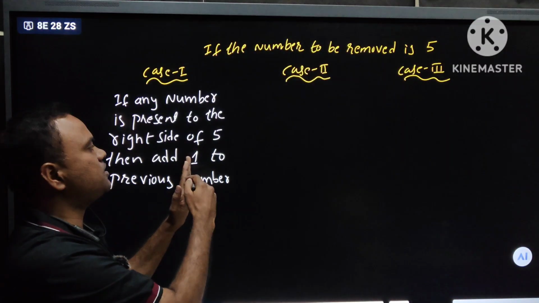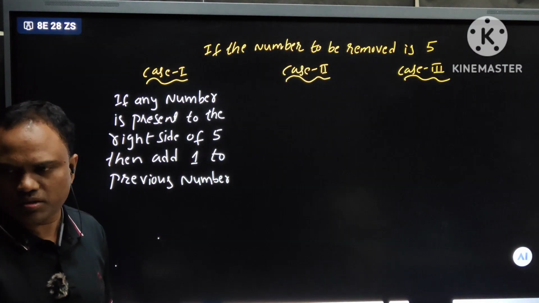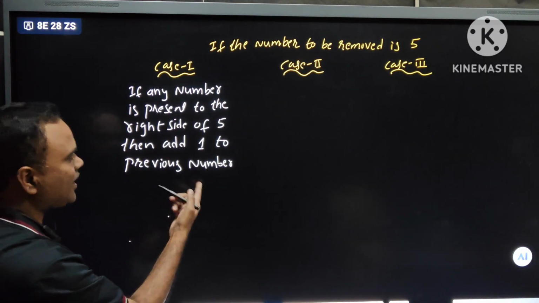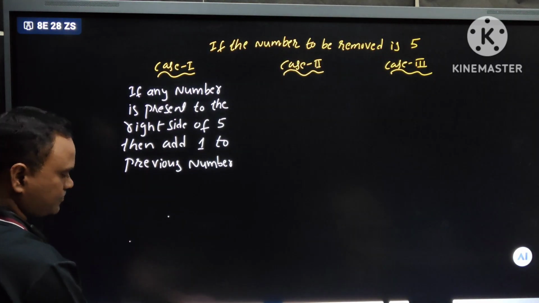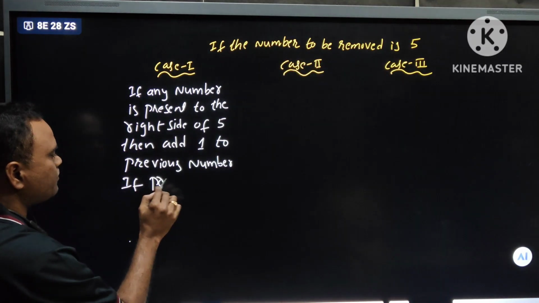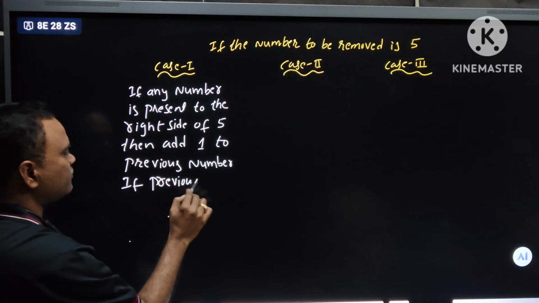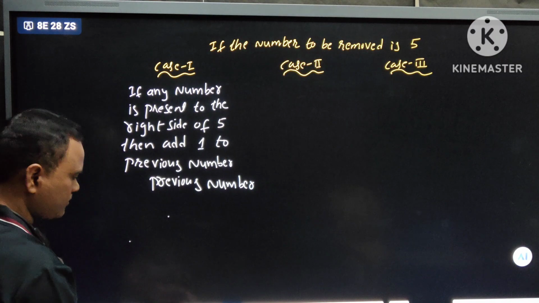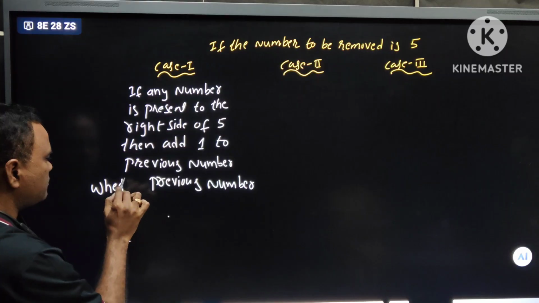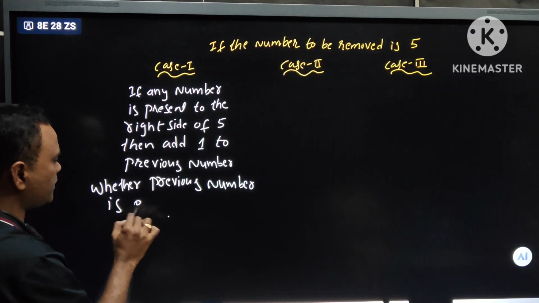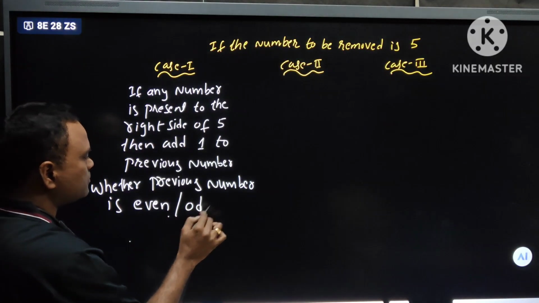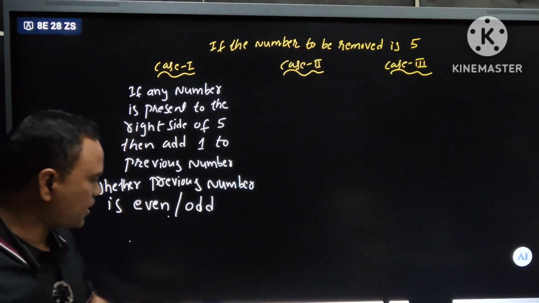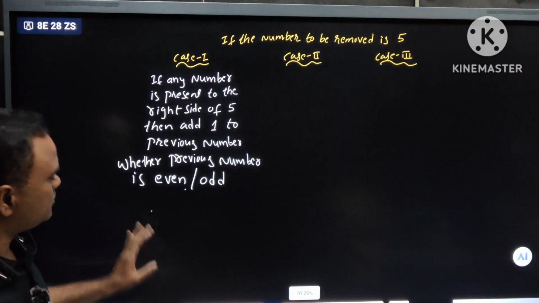If any number is present right side to the 5, I'll give you an example, then you will get clarity. Then add 1 to the previous number, whether the previous number is even or odd, whatever the nature of the previous number may be. If any number is present right side to the 5, see this example.